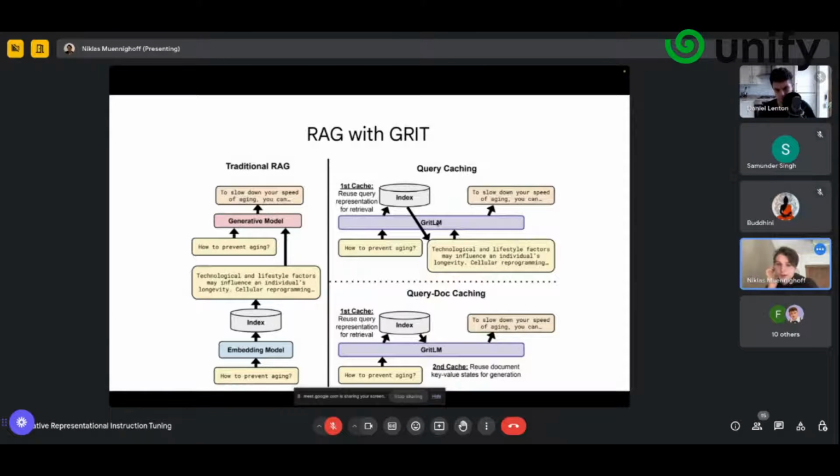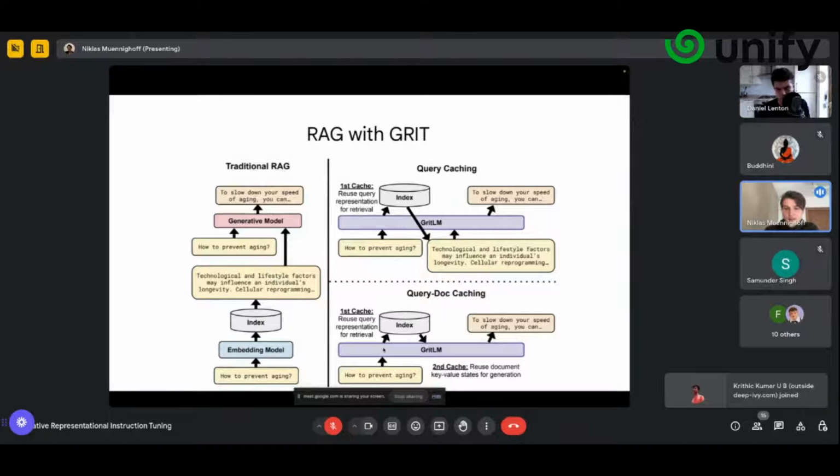We can go even further and do query doc caching, where we cache both. So here again, we pass the query through the model, and then at inference, a user comes in and has some question, we feed that through the model, and then compare it with all the documents in the index that we created ahead of inference. That's usually just done previously and cached. And then when we get this document back from the index, instead of getting back the text, we just get back the cache of the document itself.